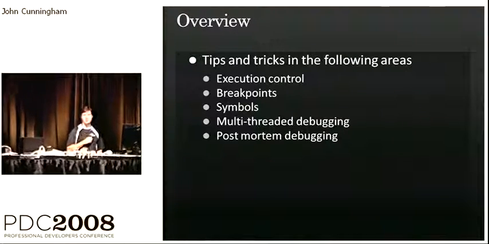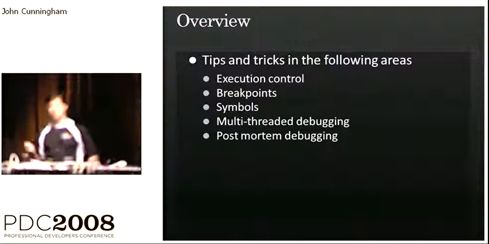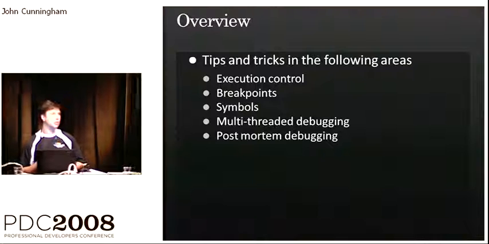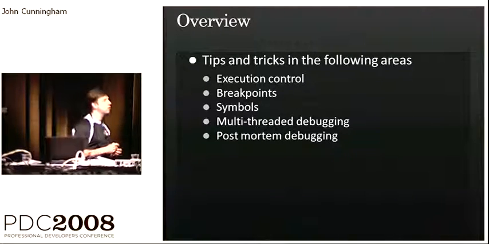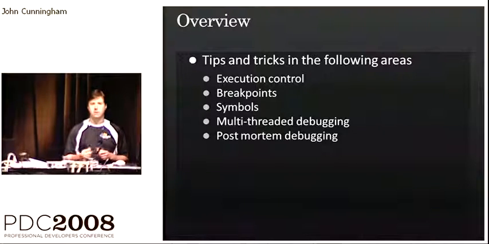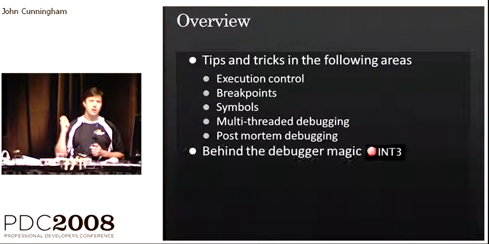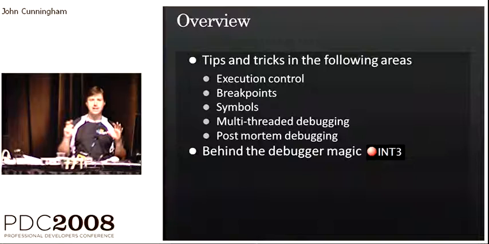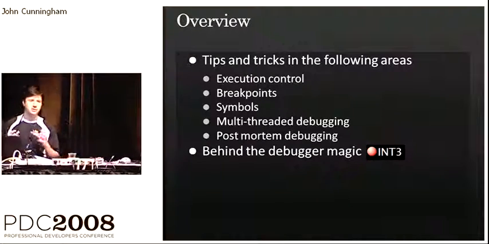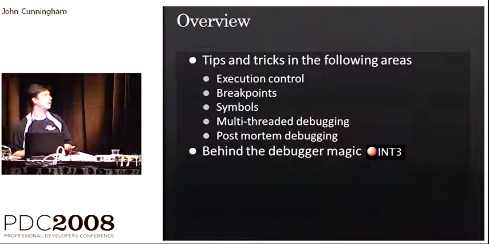I'm going to cover each of these areas. So execution control for us is where you're stepping, how you're stepping around your code, breakpoints, symbols, multi-threaded debugging, and post-mortem debugging. I also thought it would be quite fun if we took a little bit of a look behind the magic. How does the Visual Studio Debugger work? How does it do its job? I'm kind of hoping that this is a crowd that can appreciate that sort of thing as well.